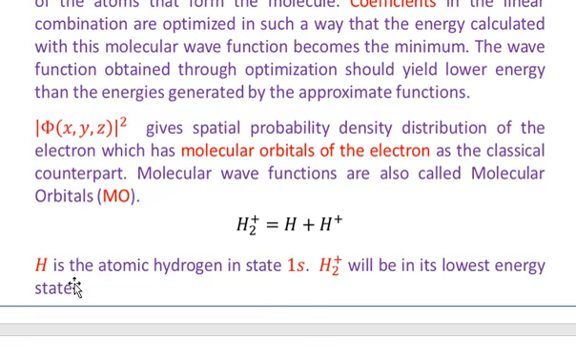Hydrogen atom is the atomic hydrogen. So H is the atomic hydrogen in the state 1s. This H, which is on the right hand side of this equation, is the hydrogen atom in state 1s, that is in the ground state. And the H2 singly ionized molecule will be in its lowest energy state, provided the atomic hydrogen on the right hand side is in its ground state, and the other hydrogen atom, the H plus or singly ionized hydrogen atom, was also in the ground state, and we have ionized that electron, so we are left only with the proton.